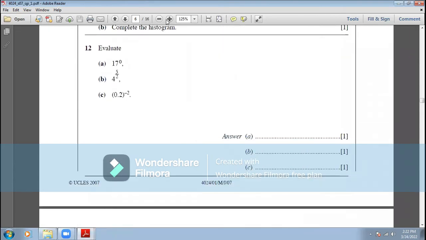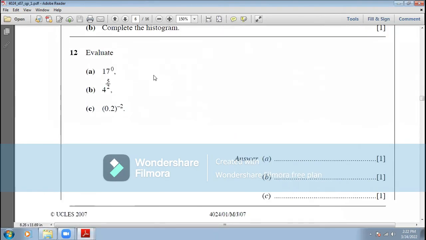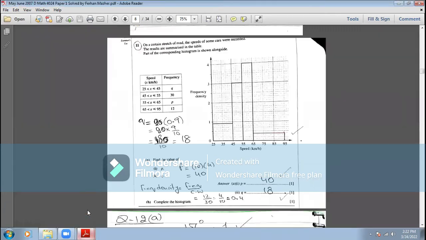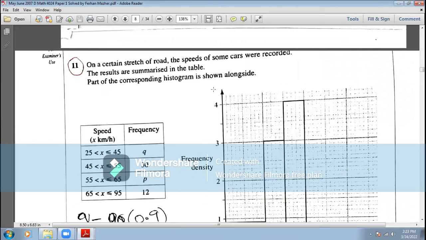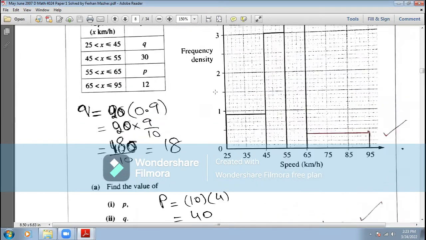Okay, so on your screen, question number 12 is showing up. In question 12, the A part is 17 raised to power 0. The B part is 4 raised to power 5 by 2. And the C part is 0.2 raised to power minus 2. So we have to evaluate them. It's a 3 marks question. Let me show you my solution. Okay, so here we go.